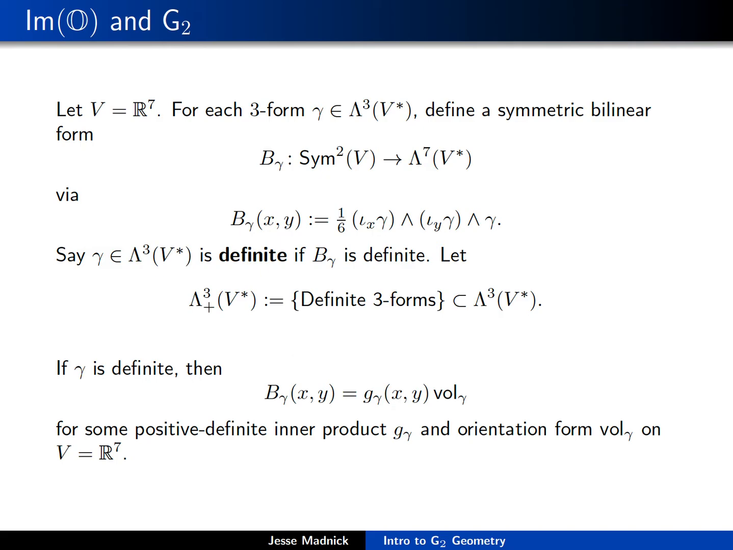Okay, notice that if gamma is definite, then B_gamma of x, y is going to be a 7-form. So it's going to be some number times a generator. And so basically, if you have a definite 3-form, that gives you a positive definite inner product, g_gamma, and an orientation form, vol_gamma, on R^7. And so the quintessential example, or for us the important example, of a definite 3-form is phi 0.